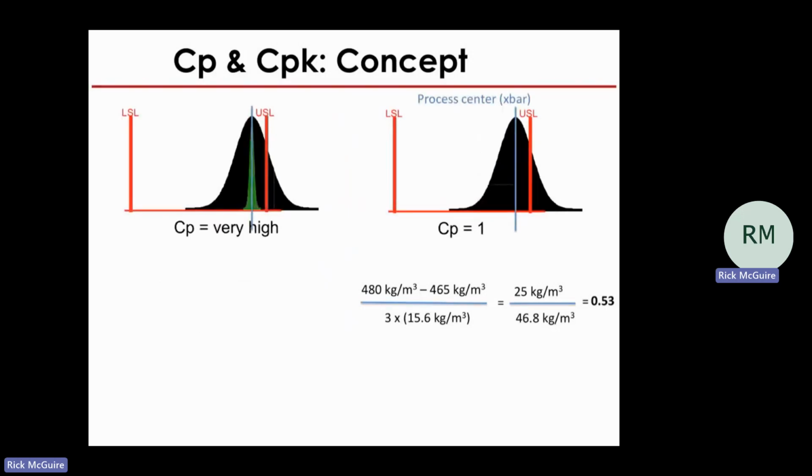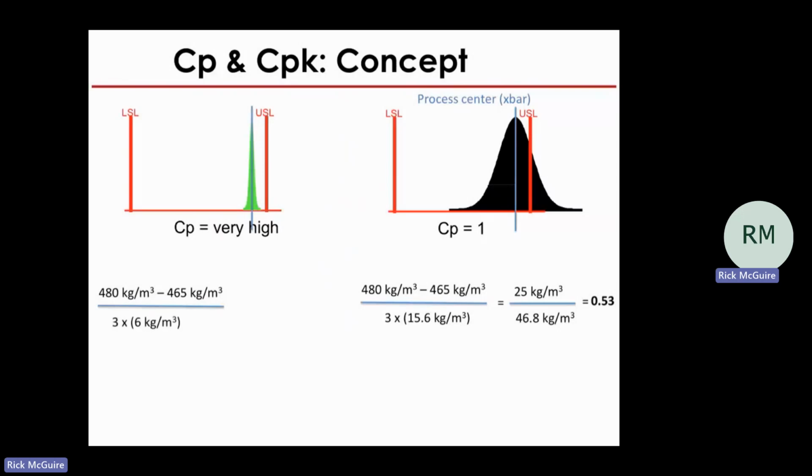Now let's look at an example where the amount of variation in my process is extremely low. I don't have an exact number for the CP value, but we know that it's a very, very high value. However, it's still centered at the same point relative to the last example. My upper spec limit is still the same. My process average, 465, is still the same. The difference here is that my standard deviation, instead of being 15, is now only 6 kilograms per cubic meter. Computing that, I get 25 over 18 and a CPK value of 1.38.